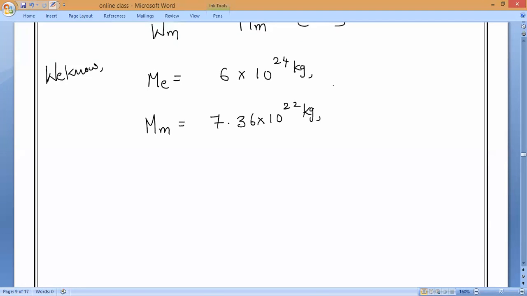You must learn. Same way, what is the radius of Earth? 6.37 into 10 power 6 meters. Same way, radius of Moon. Are you writing everything? At least are you able to understand what I am speaking? Radius of Moon is equal to 1.74 into 10 power 6 meters.